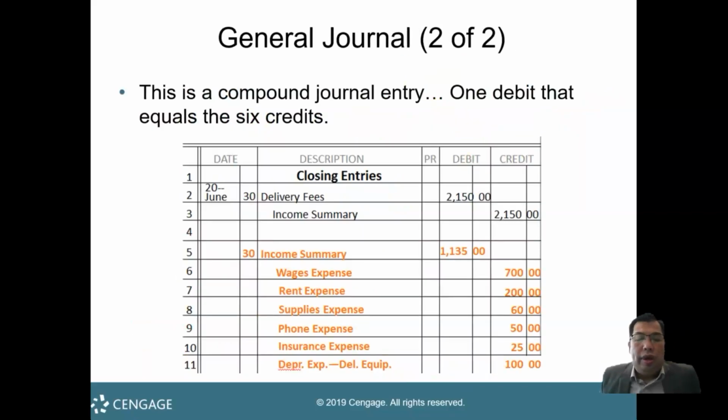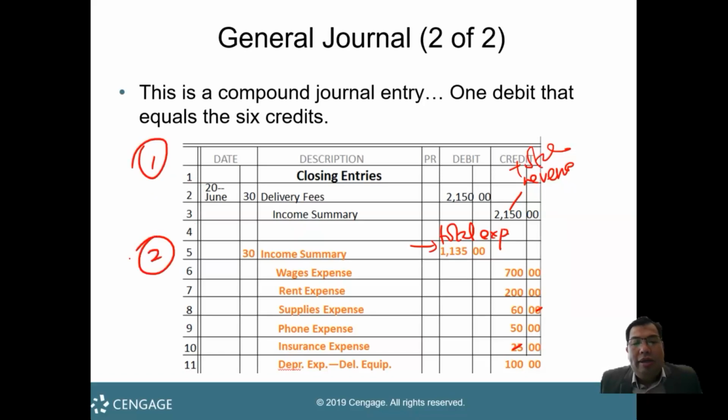Okay, so what is the journal entry? Very simple. Debit your income summary and credit all your expenses. So this is your income summary. In simple words, this is your total revenue, and this is your total expense. So you have to remember this journal entry.